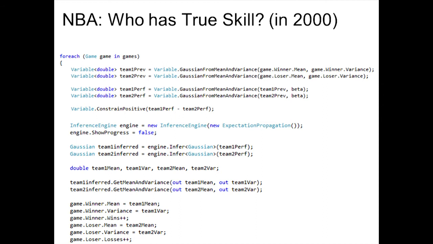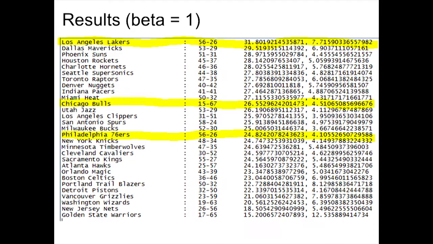So we get the winners' mean and variance, and the losers' mean and variance, as their previous skills. We create a variable of their performance, which we don't actually know, but all we know is that team 1 was better than team 2, etc. We get the new mean and variance and just set those to the winners and losers. So we ran this on the NBA data.